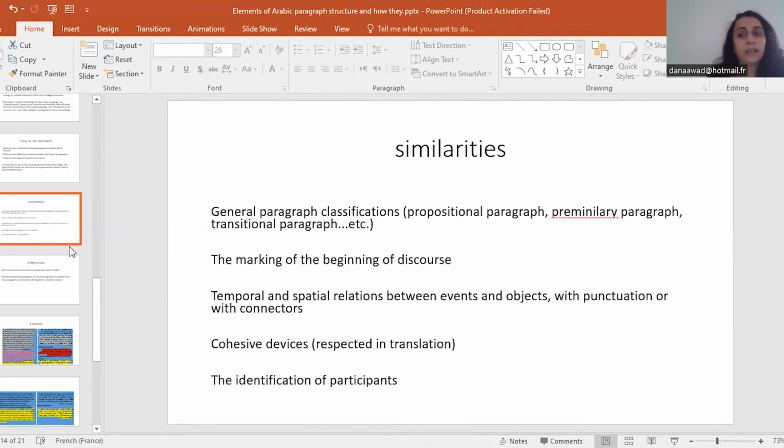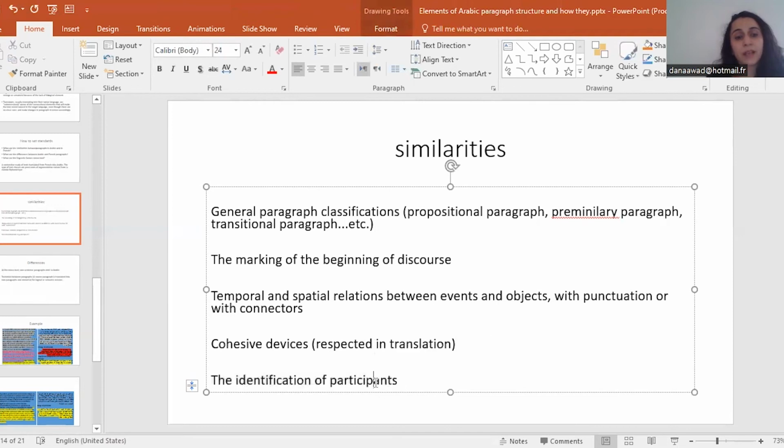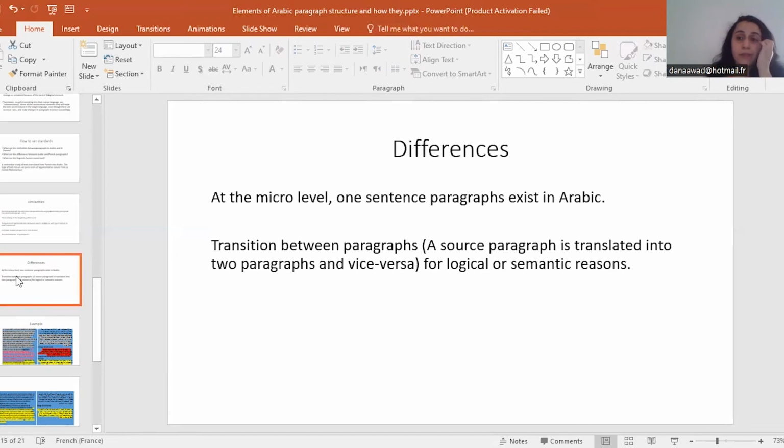And the identification of participants, of course, is respected. But as I will show you in an example, sometimes we highlight or give emphasis to a participant that was secondary in the source text. And here by participant, I mean the theme. So for example, sometimes in a French paragraph, there is a rheme that is transformed into a theme in the Arabic paragraph. So a main element.